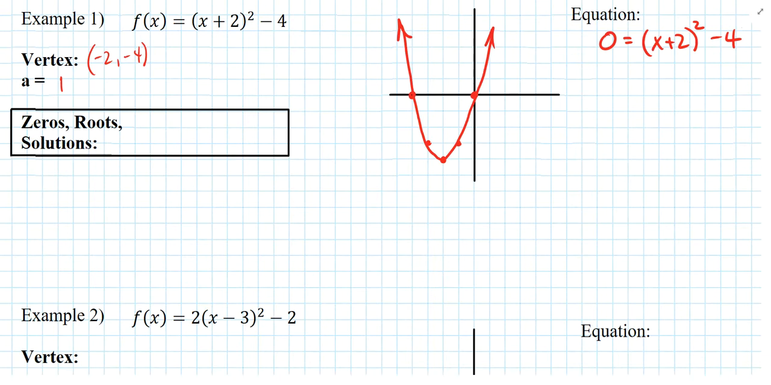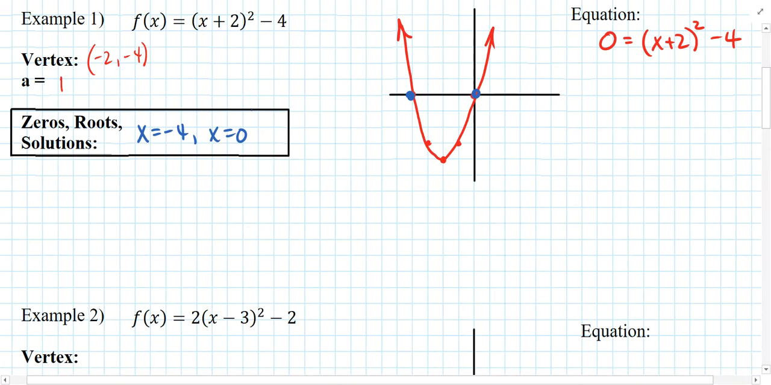The points where the graph intersects the x-axis represent solutions to the equation. In this case, x equals -4 and x equals 0. We could check these solutions by substituting these x values into the equation. First, we'll check -4.